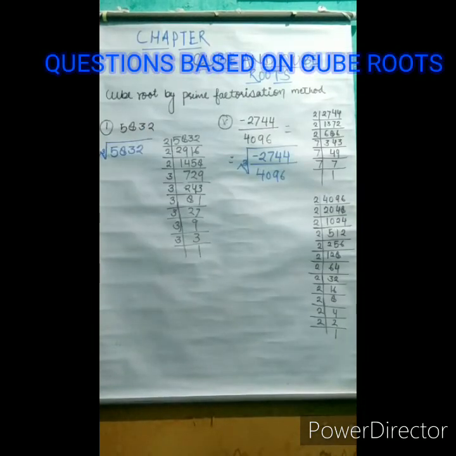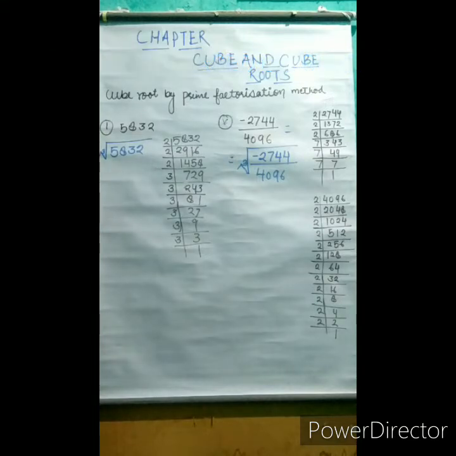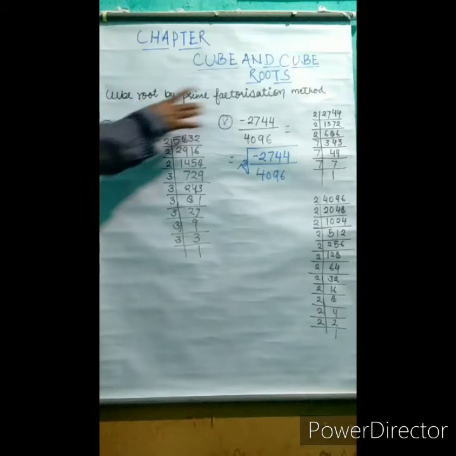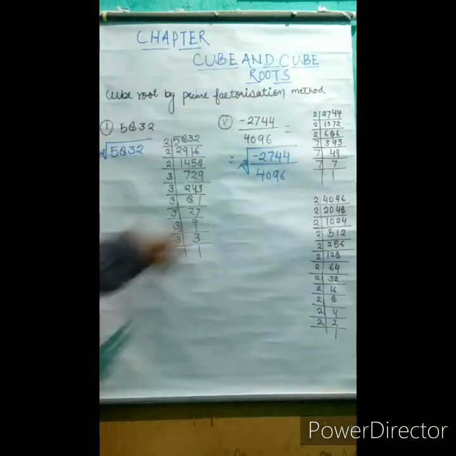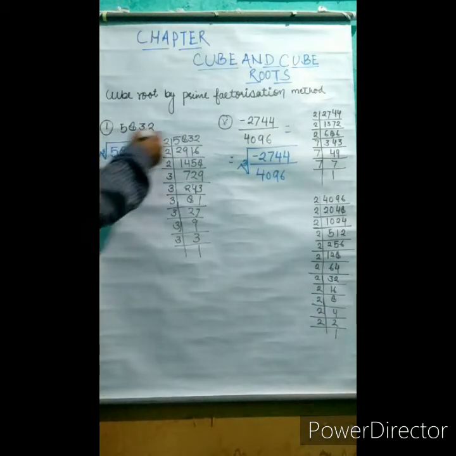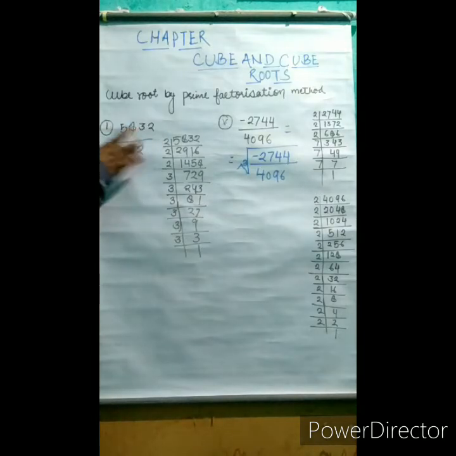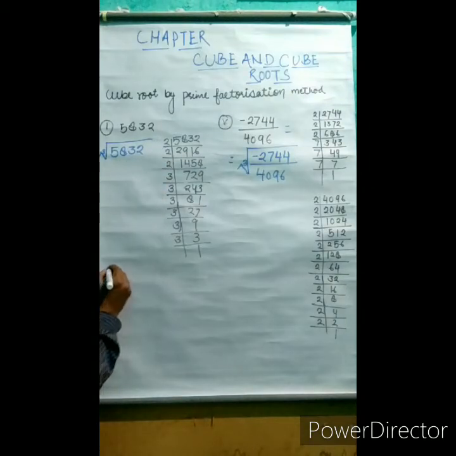Now dear students, cube root by the prime factorization method. How to find the cube root of a number by the prime factorization method. For this we have two questions. Assuming that you know how to find the factors, I have already done the factors of these. So let's see how to do it. First of all, we'll keep this number under the cube root, and then in place of this number we will write these factors.